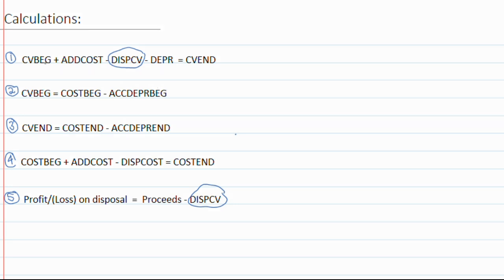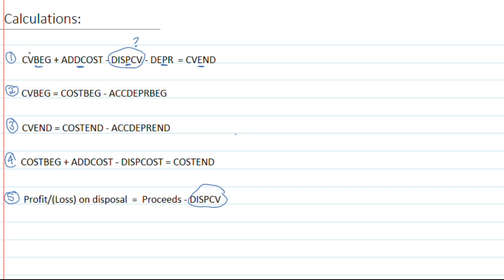Equation 1 states that the carrying value at the beginning of the year plus additions at cost minus disposal at carrying value minus depreciation equals carrying value at the end of the year. This is the value that we are looking for, the disposal at carrying value. So the second step is we fill in the values of the equation.